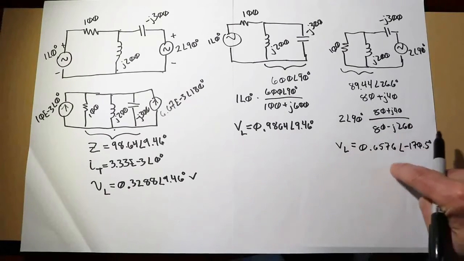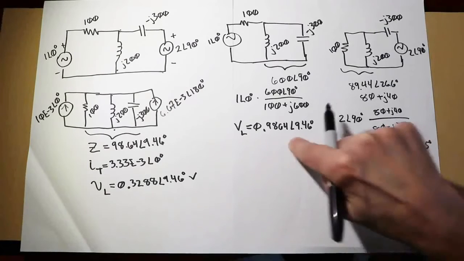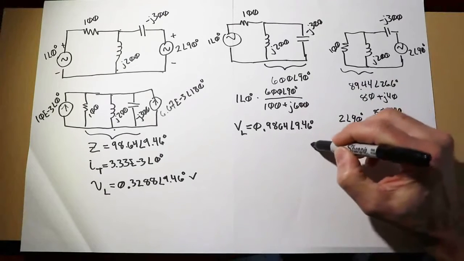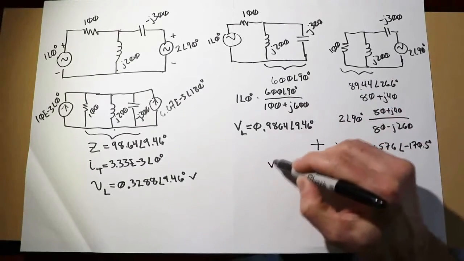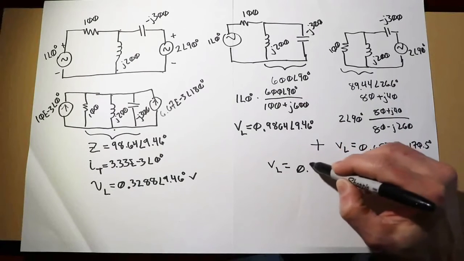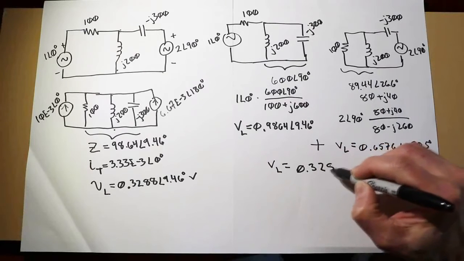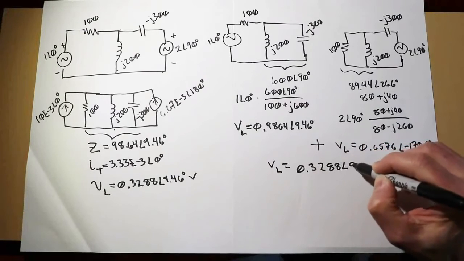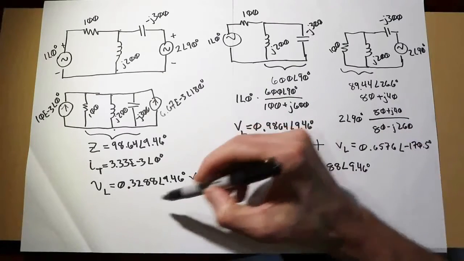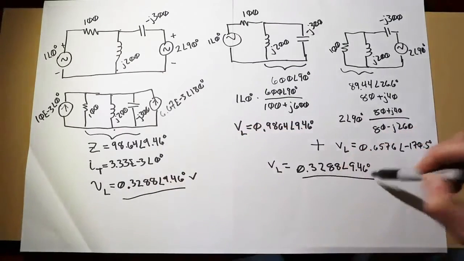So this is nearly out of phase with this, right? It's not exactly perfect, but we probably have a little bit of round-off error here. But in either case, when we combine these two things together, you just add these two things together, we will end up with, big surprise, 0.3288 at an angle of 9.46 degrees, if we were to carry all the digits out, that is. And we see that, hey, these two values are identical.